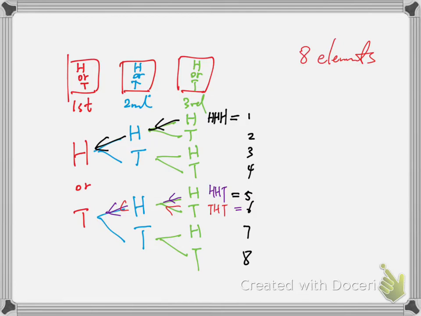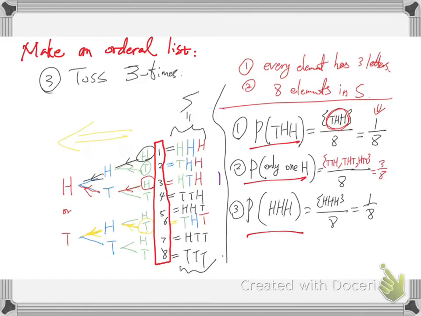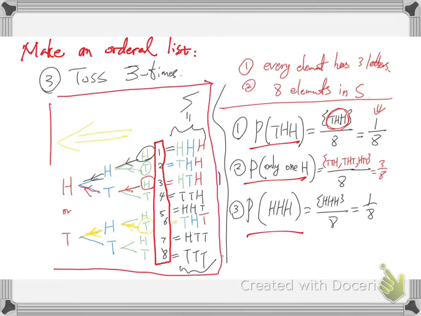So now let's jump back to the list. Suppose we got this list of 8 results, number 1 to number 8. So now look at the question. How many elements here satisfy the condition?